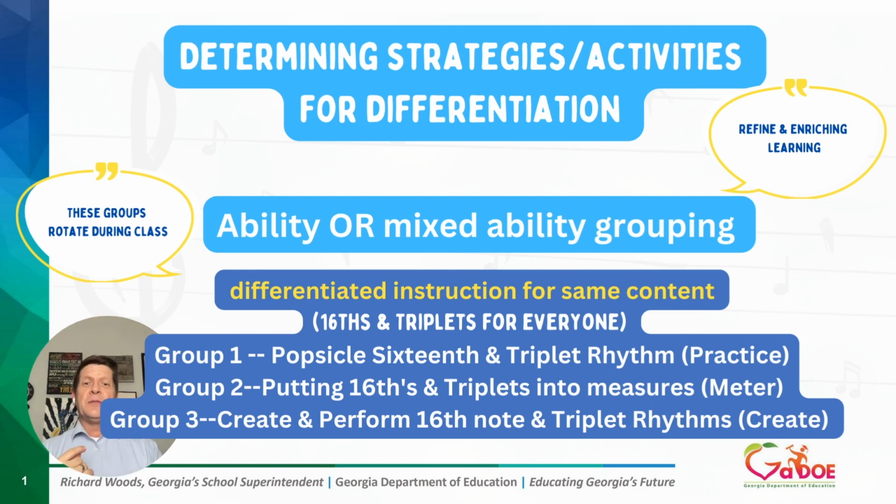So group 2 would be putting those sixteenths and triplets into measures, and that's where I would refine their understanding of that 3, 4 meter that they needed a little bit of help with. And then finally, group 3 would be the create and perform. This helps us really understand not only can they identify the 16th note, can they say the syllables that go with the 16th note and the triplets? Can they do that while they're performing? So those would be the three groups.